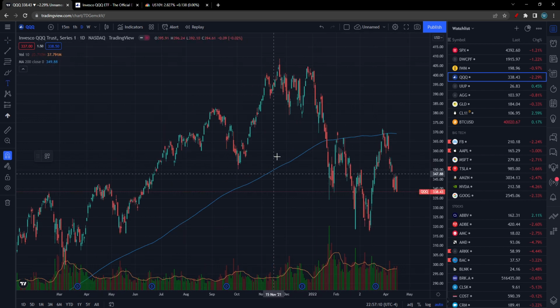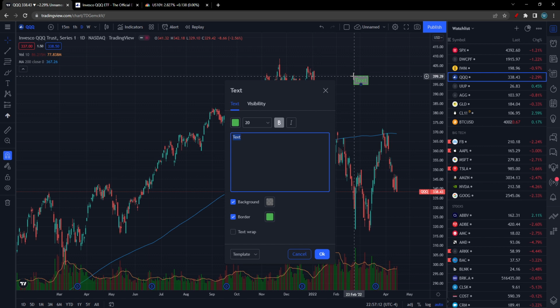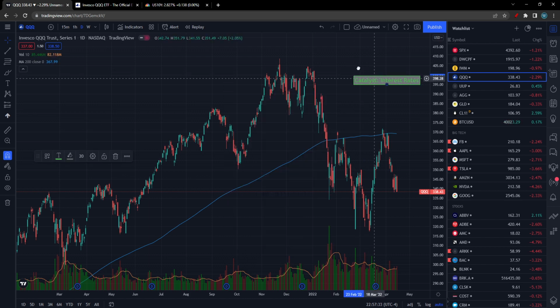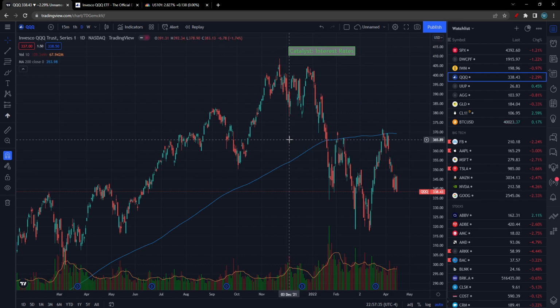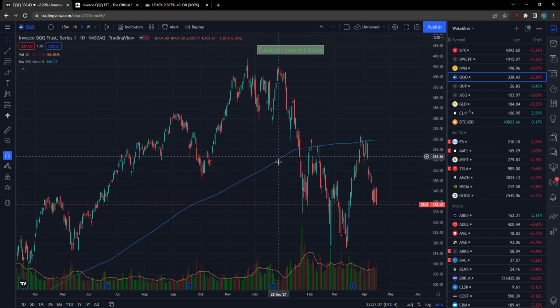We can even type it into TradingView, catalyst, so that it reminds me when I go back and look at this chart tomorrow or the day later or whatever, why I think this is going to make this move, right? So catalyst is going to be interest rates, something like that. Our catalyst is interest rates. Okay, we've got that in TradingView. We've got our little note to ourselves.